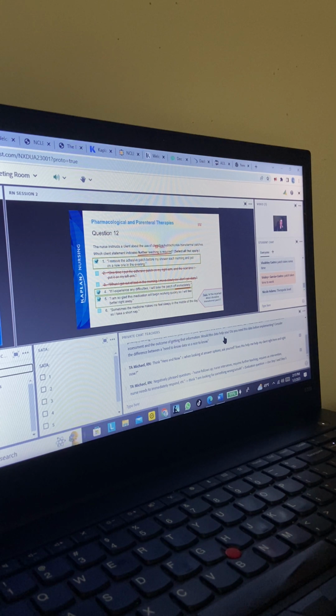And 6, "Sometimes the medication makes me feel sleepy in the middle of the day, so I take a short nap." Is there anything wrong with that or concerning? No, that's okay. If your medication makes you feel a little sleepy, especially if it's happening at the same time every day, that's usually due to taking the med at the same time every day.